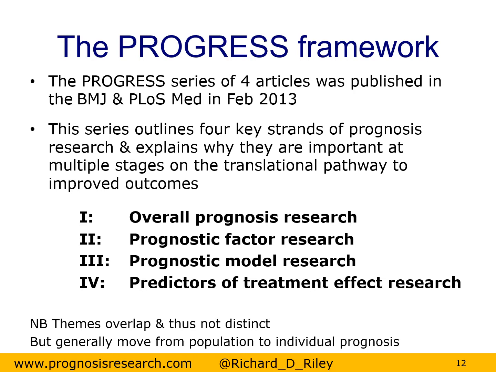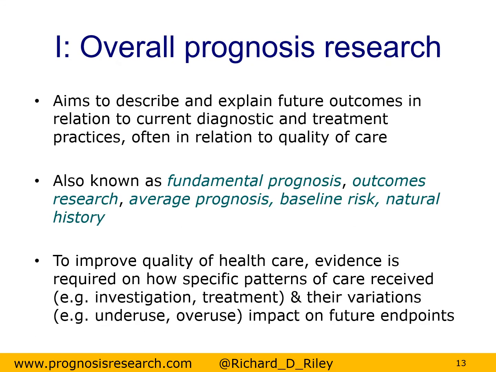Now, these themes are not necessarily distinct from each other, but they generally move from more population level prognosis, average prognosis, all the way down to more individual level predictions based on multiple pieces of information, either in terms of absolute risk or in terms of treatment effect prediction. So I just want to go through these 4 types of prognosis research as defined by the PROGRESS framework.